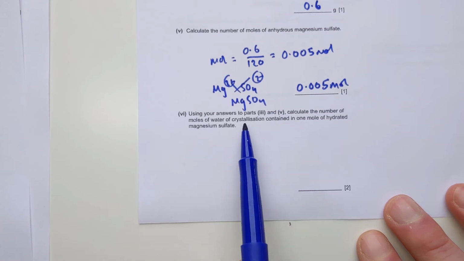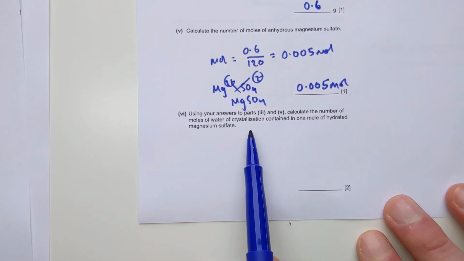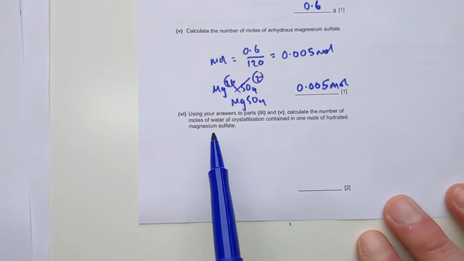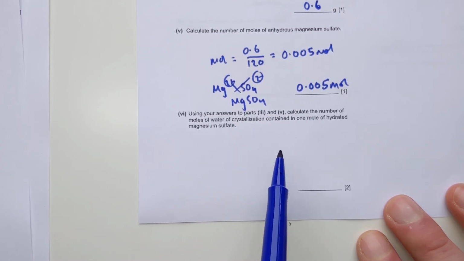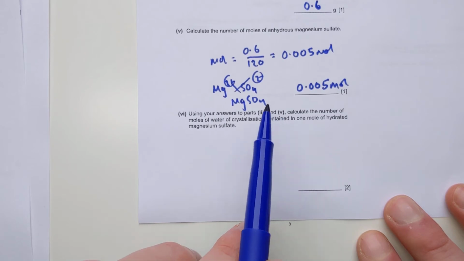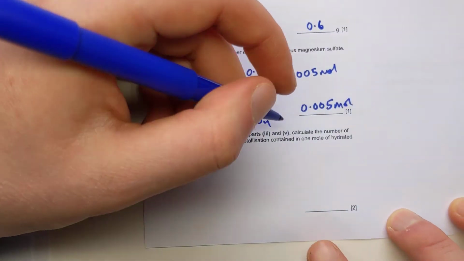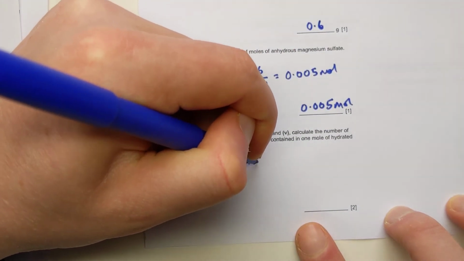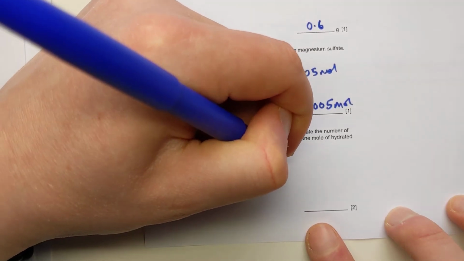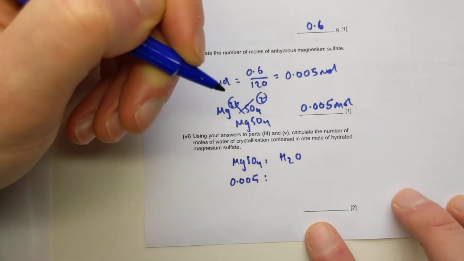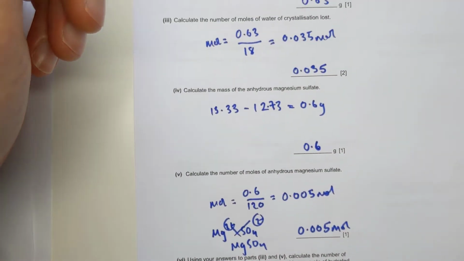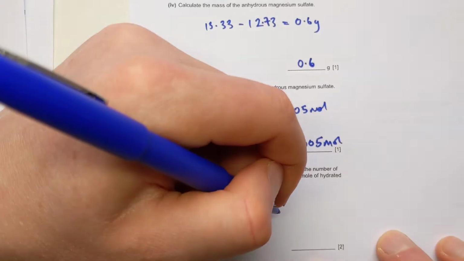Using your answers to part 3 and 5, calculate the number of moles of water of crystallization contained in 1 mole of hydrated magnesium sulfate. Basically, it's asking you how many waters are attached to each magnesium sulfate. So for 1 mole, how many moles of water? If you look at your ratio, magnesium sulfate to water, you've done all the work on that already. You worked out there's 0.005 moles of magnesium sulfate, and corresponding to that, there's 0.035 moles of water attached to that.